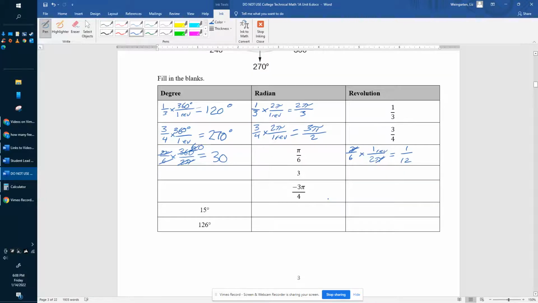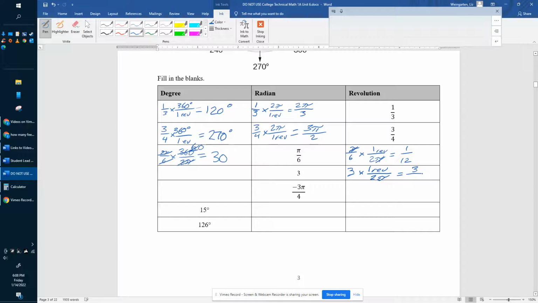Now let's convert 3 radians. So there's no pi in this radian, so we might get kind of a funky number. So 3 radians times 1 revolution over 2 pi radians. Our answer is going to be 3 over 2 pi. How about degrees? Now we don't usually keep pi in our degrees, so we are actually going to calculate that one out this time.